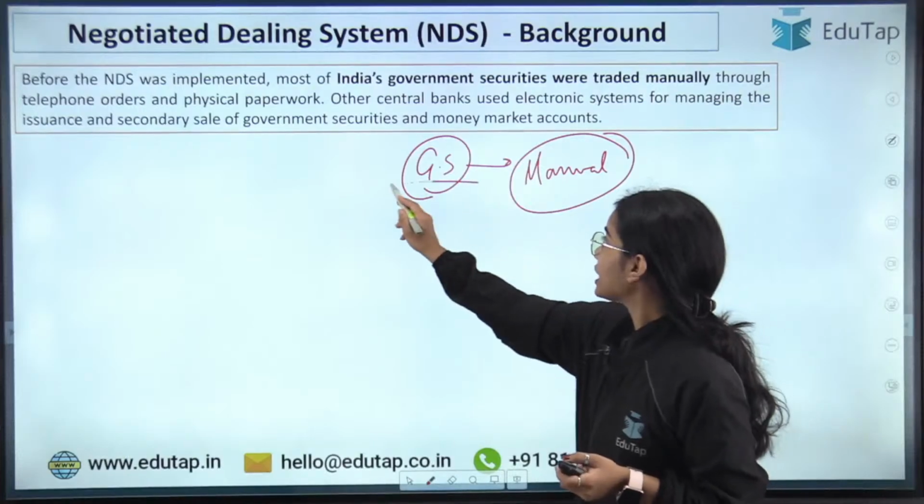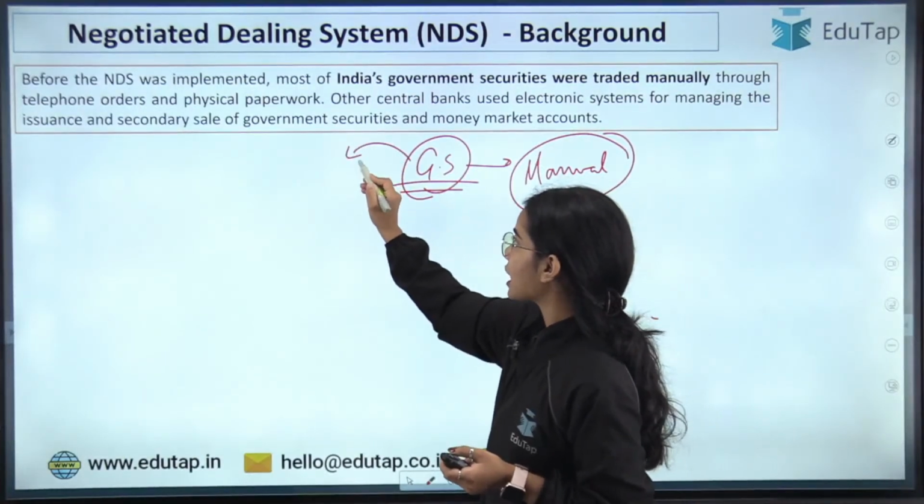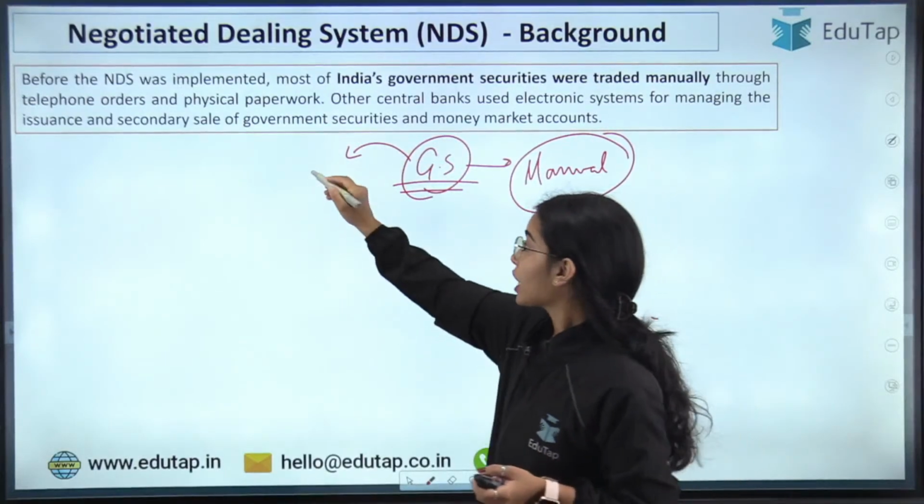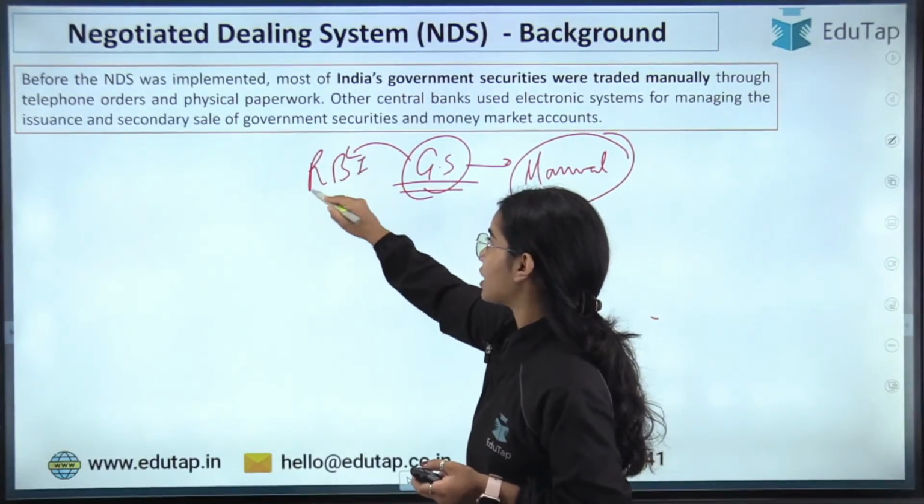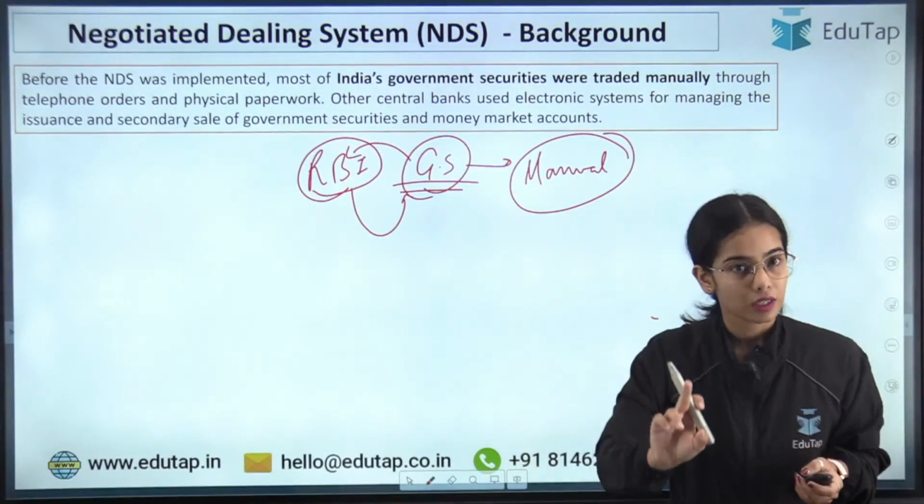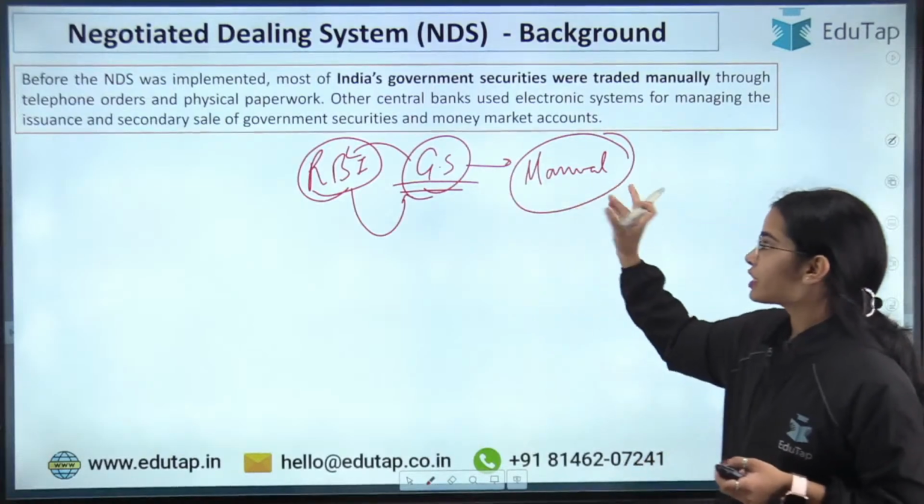So government securities, they were traded. Government securities are the securities of the government through which the government is raising the money. Now government securities are issued by the RBI. So RBI issues the government securities on behalf of the government. Okay, so government securities were traded manually.